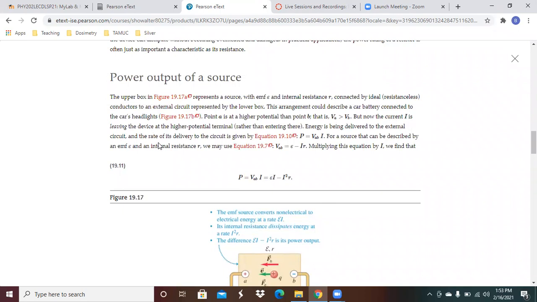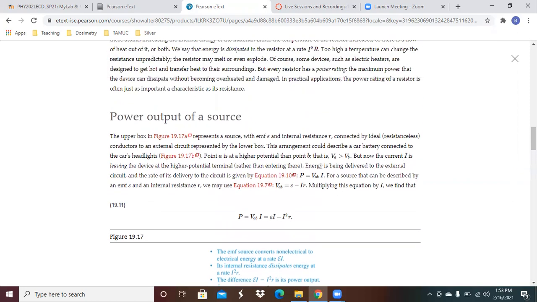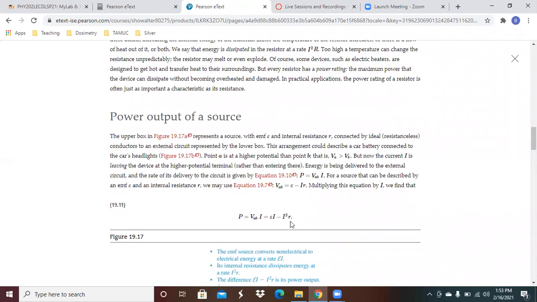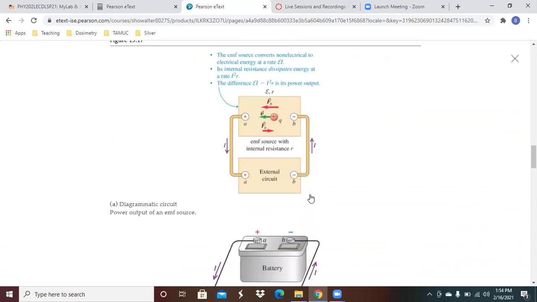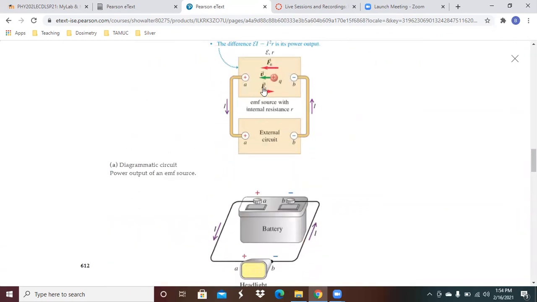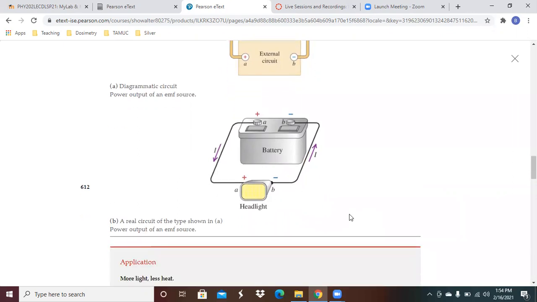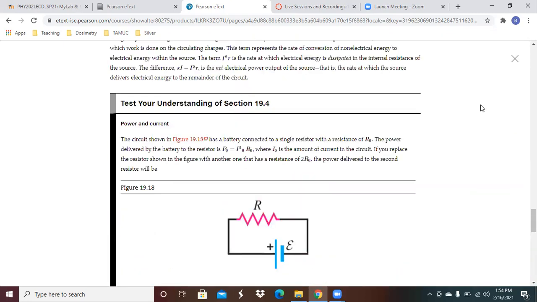But now the current is going to be leaving the device at the higher potential terminal rather than entering. The energy is being delivered to the external circuit, and its rate of delivery is going to be given by this equation right here. For a source that can be described by an EMF and an internal resistance, we can use this. One possible configuration of something like that is where you've got a battery that's hooked up to a headlight, and the battery supplies the potential difference for the headlight to operate. So, we've got a few examples to work through there.